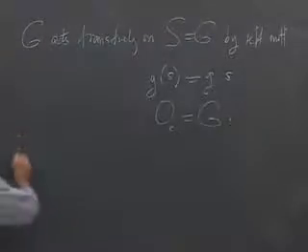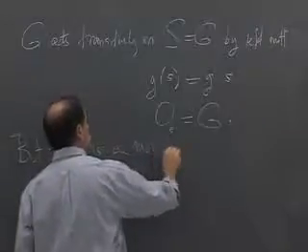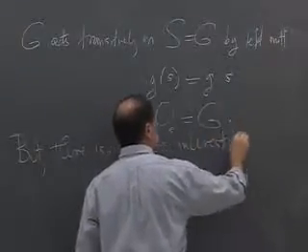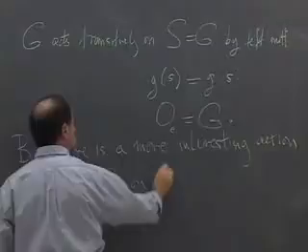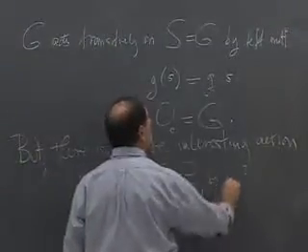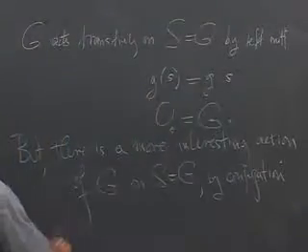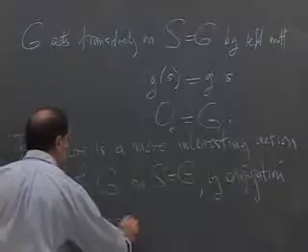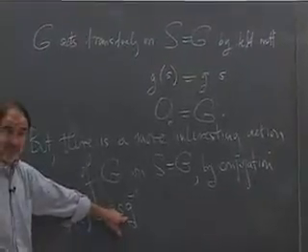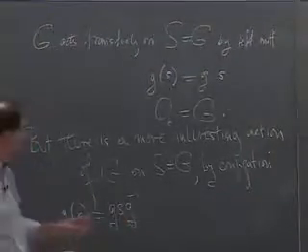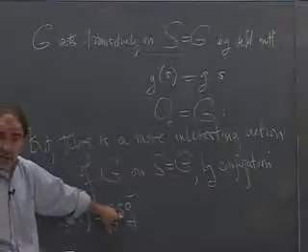But there is a more interesting action of G on itself by conjugation. And here the action is that g of s is equal to g s g inverse. This is a new element of the set S, right? And you have to check that it's an action. So the identity takes any element of the group to itself, because the identity commutes with everything, right? So it gives the identity.